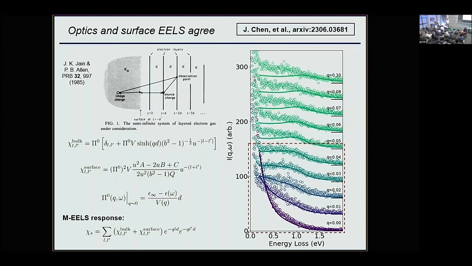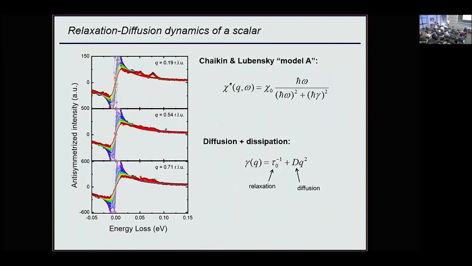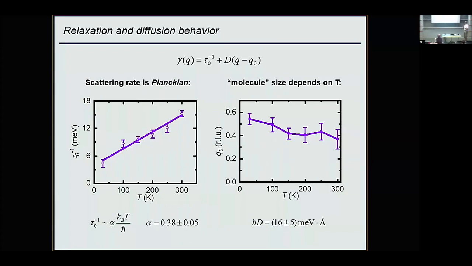No, but you say it is Planckian and alpha is 0.38. Well, okay, hold on. Let's do this. I'm not saying anything that has not been said. So this is true: alpha tau naught is proportional to T. Tau naught to the minus one is proportional to T. There it is. So what curve would you put through this that isn't linear?